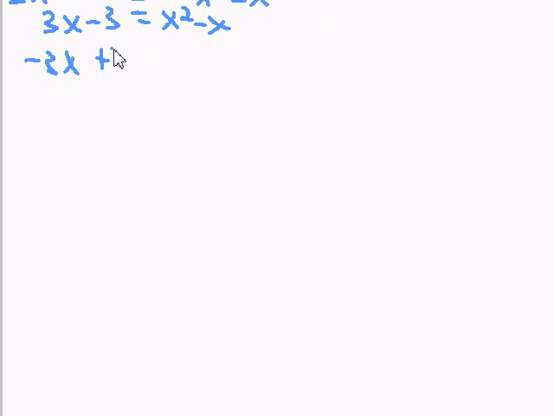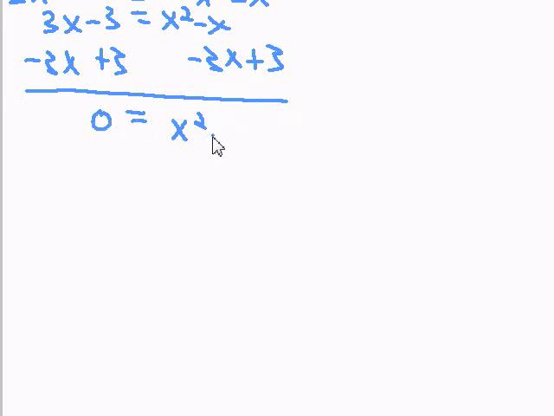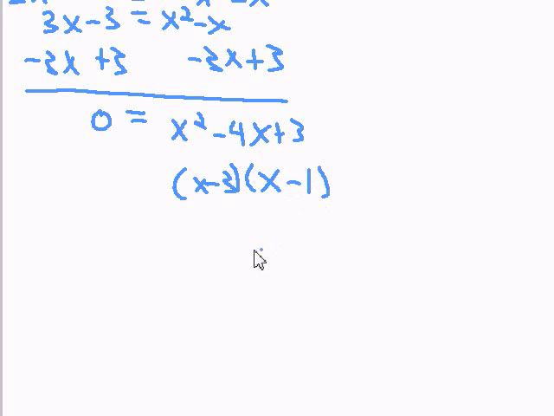Minus 3x plus 3 minus 3x plus 3 gives us 0 equals x squared minus 4x plus 3, the factors of which are x minus 3 and x minus 1. So our solutions are x equal to 3 and x equal to 1.